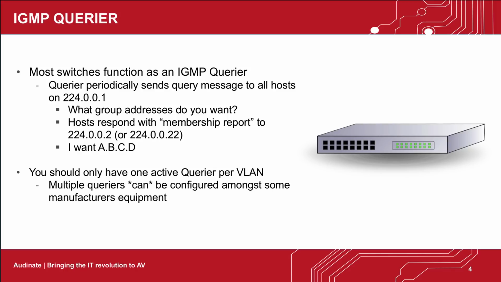Multiple queriers can be configured among some manufacturer equipment in parallel. For example, Cisco has algorithms that can manage which querier is the active querier in any given system. But it's important that you really only have one active querier on any given VLAN at any point in time, just to help you avoid problems and debug things if they do arise.